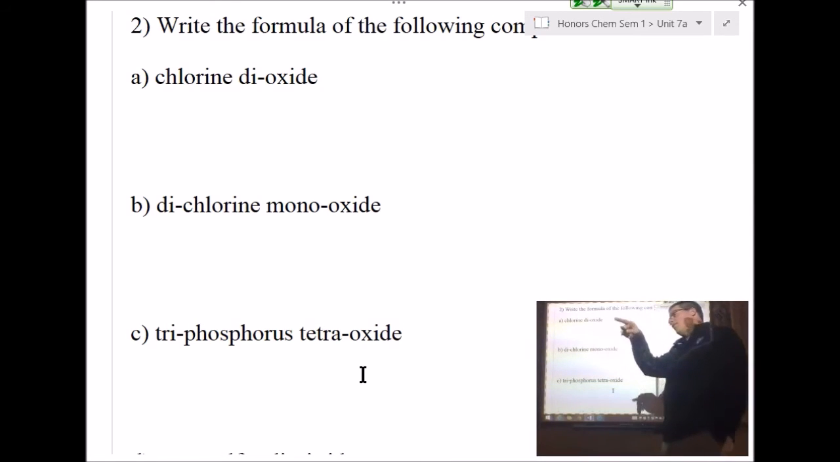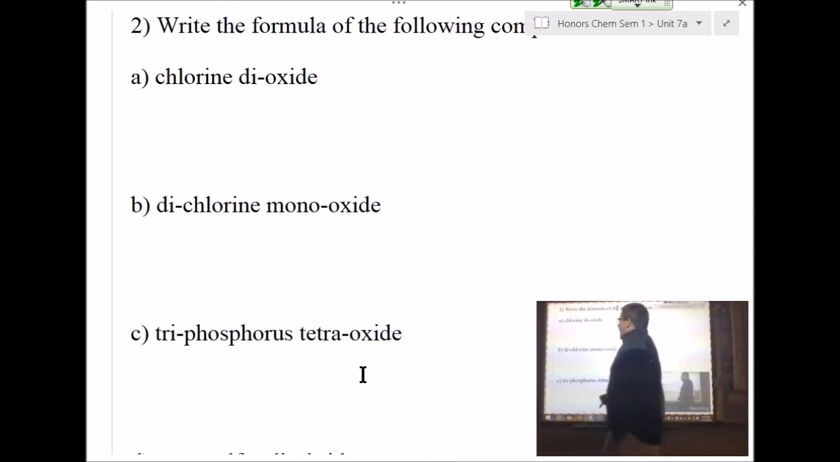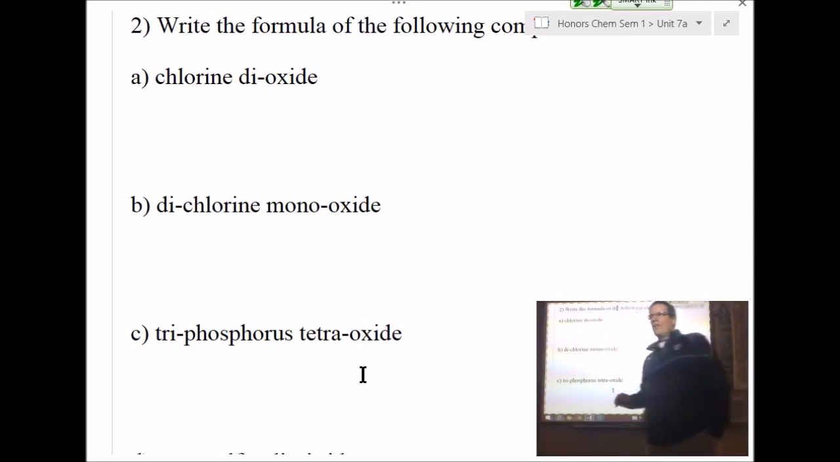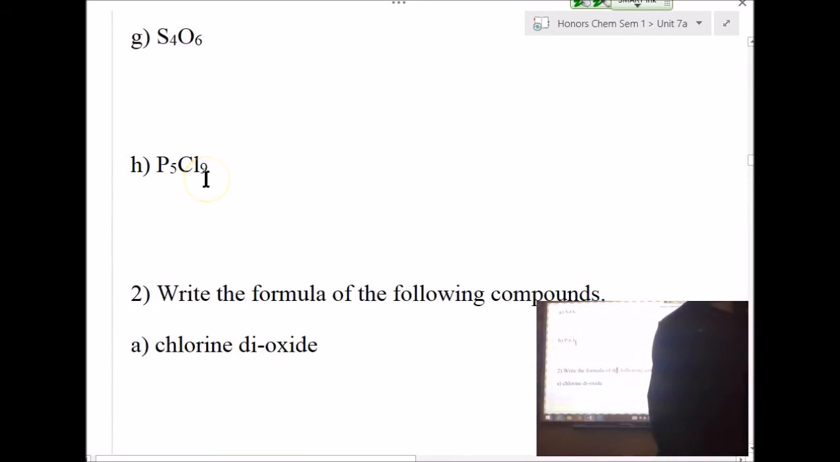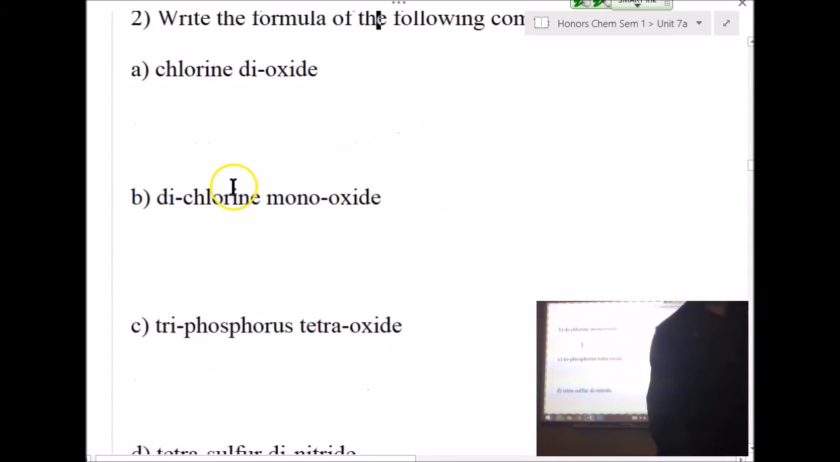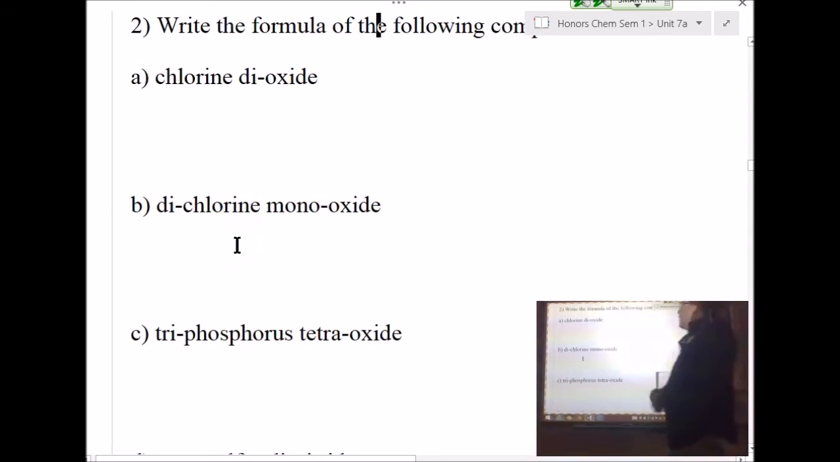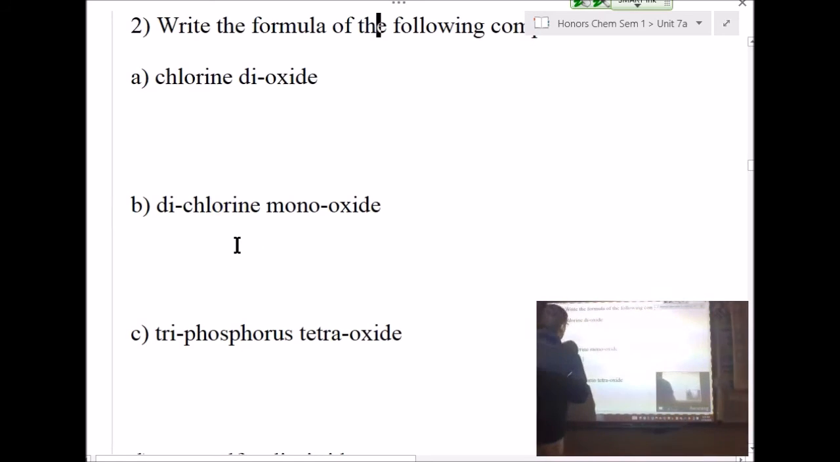I'll let you tell me if this was easy. We changed that to an 8, so it's octachloride. All right, so how do you write chlorine dioxide? ClO2. Okay.